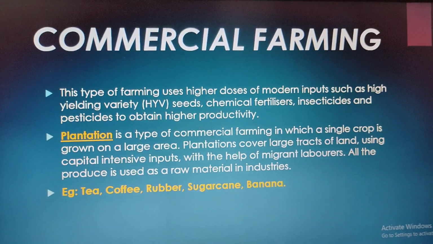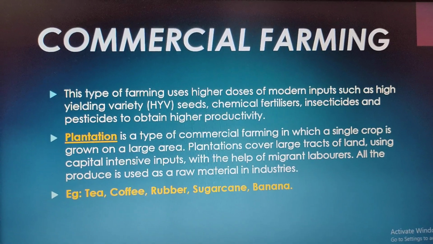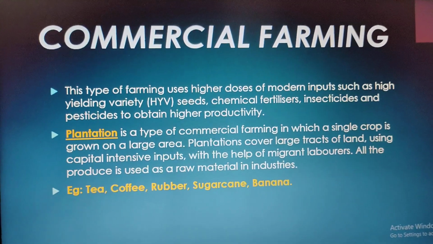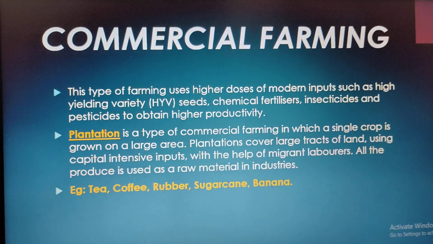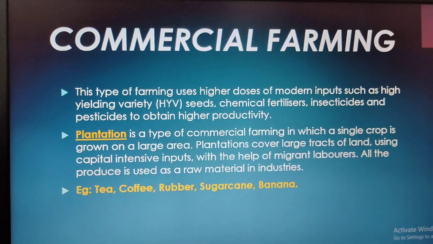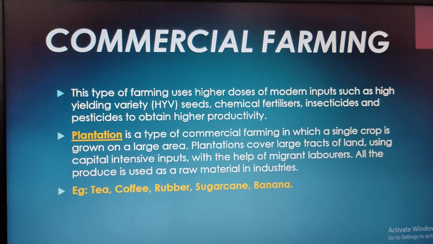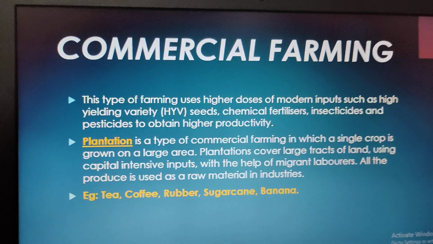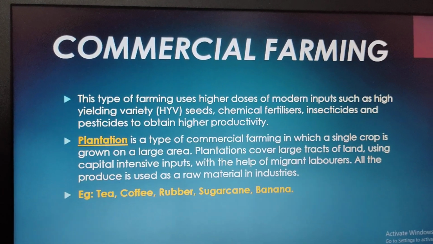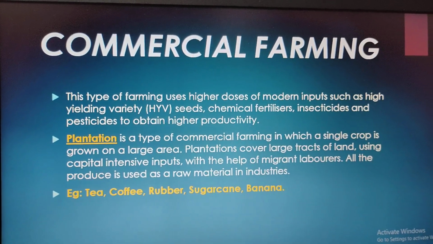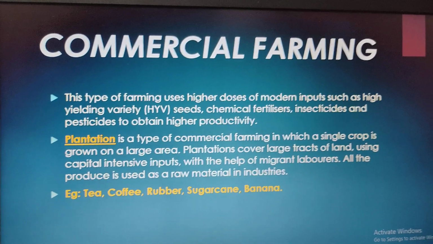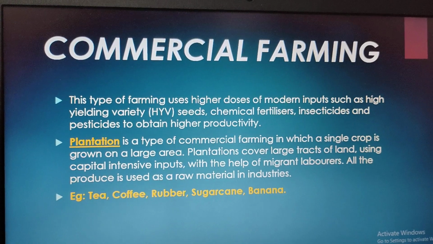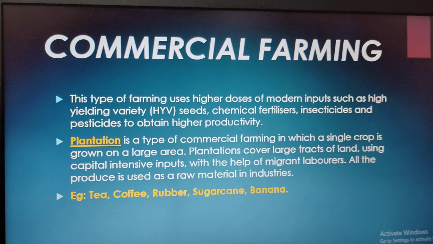Now, what is commercial farming? This type of farming uses higher doses of modern inputs. It is completely commercial; for business purpose, farming is done. Now, for business purpose, when they are doing farming, they are putting a lot of pressure on land. They are not even caring about the fertility of the soil. High yielding variety seeds, that is HYV seeds, chemical fertilizers, insecticides, and pesticides are used. All the chemical input is there.